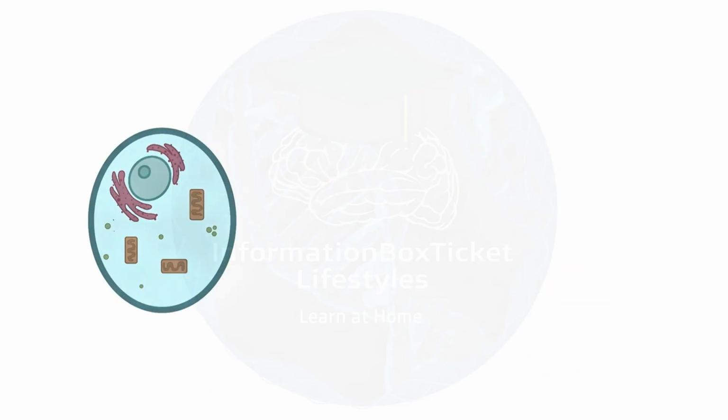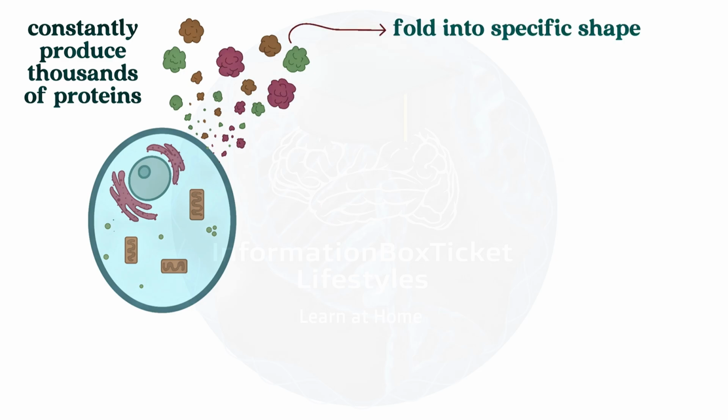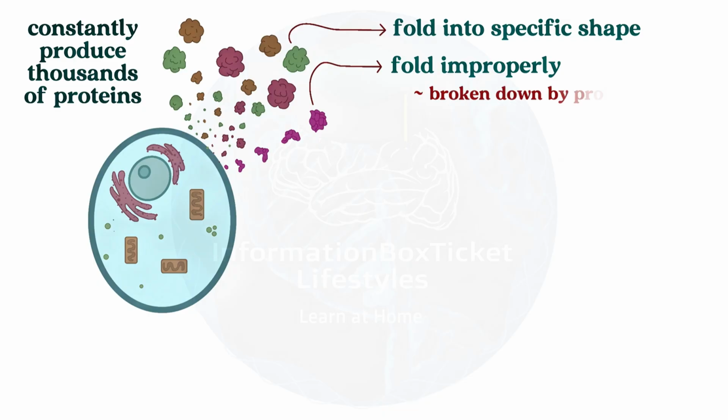Under normal conditions, our cells constantly produce thousands of proteins, and each of these proteins must fold into a specific shape to function correctly. When a protein folds improperly, it is usually detected quickly and broken down by proteases, which are enzymes that cut large proteins into smaller fragments.